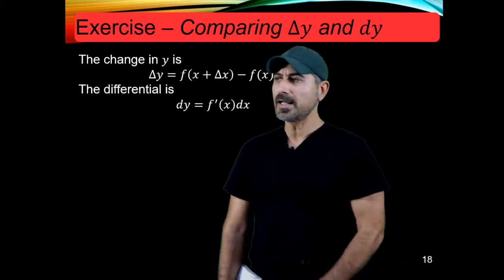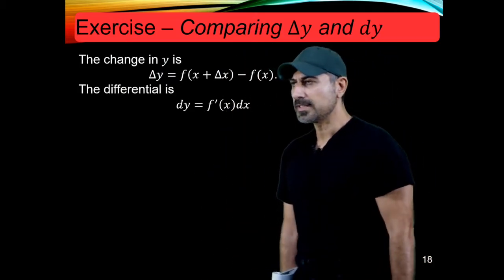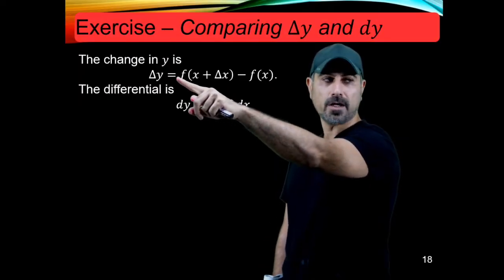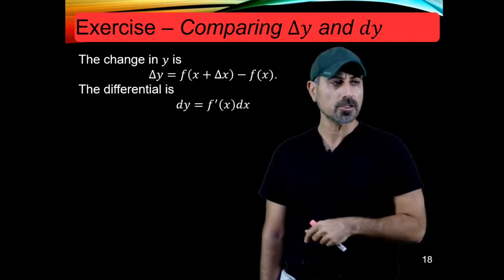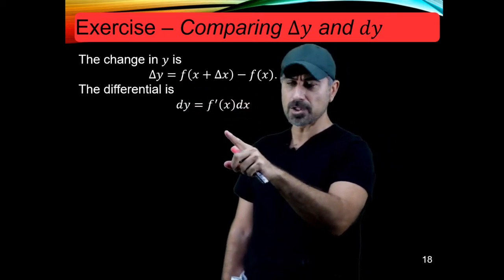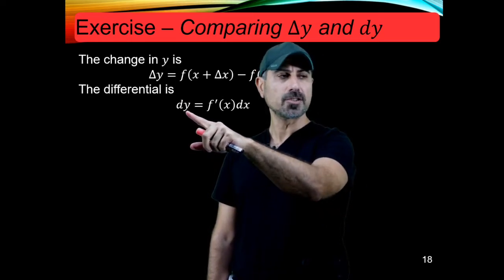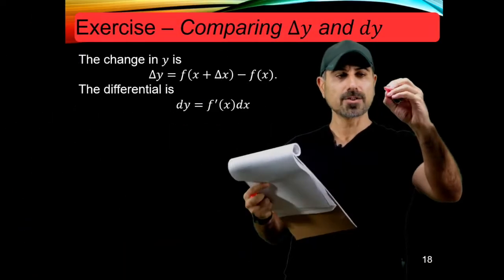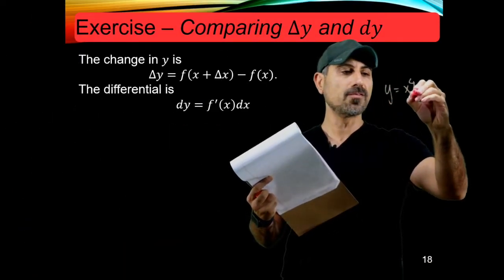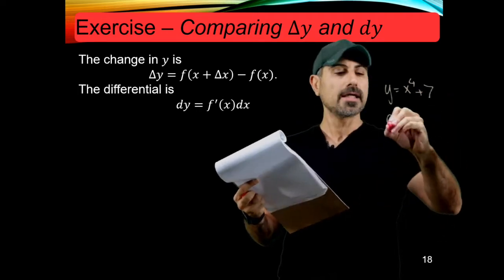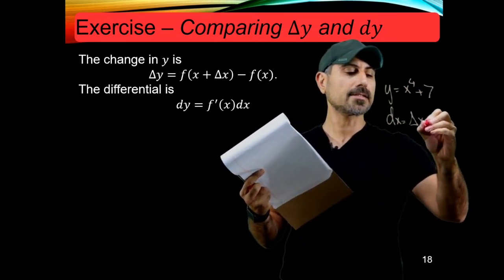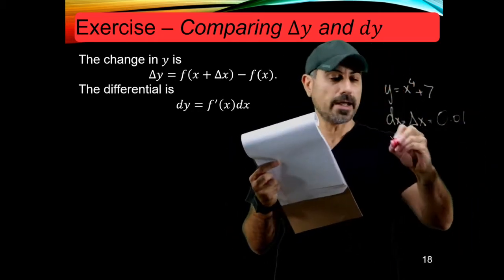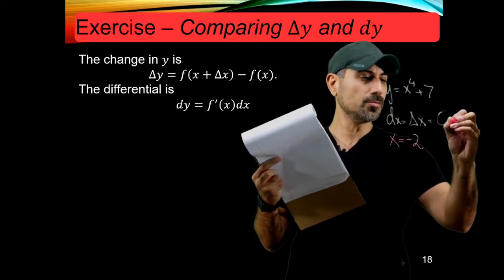Well, delta y, to start with, is the actual change in y. Jumping from x to x plus delta x, you check how much the function values change here. And you can approximate that value by using the differential concept, which is dy equals f prime of x times dx. All right, so y is provided to us to be x to the fourth plus 7. And dx and delta x, so net change in x, is in fact 0.01, and x is -2.